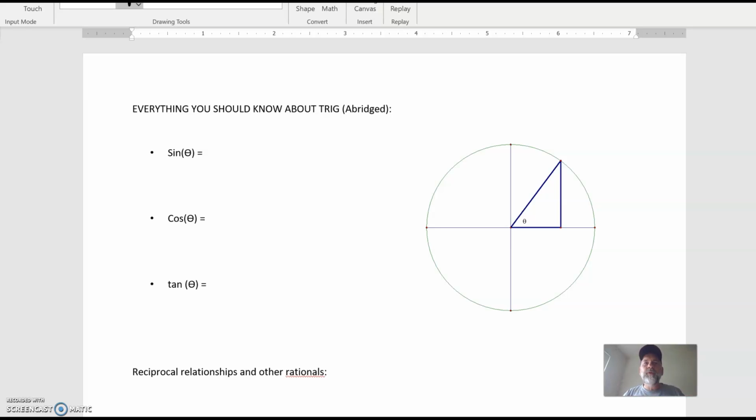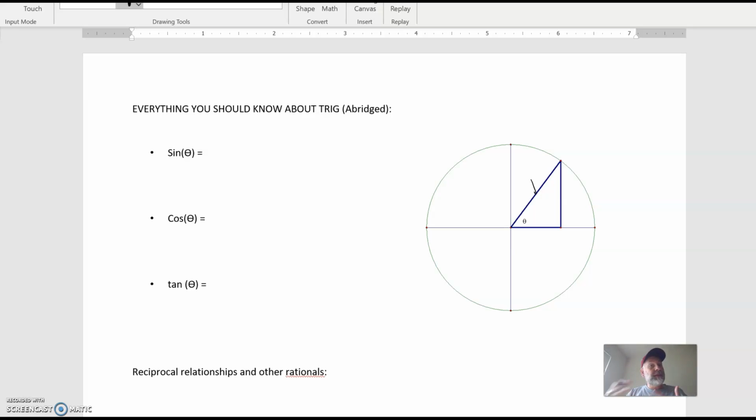I'm just going to power through. It might take 2 videos. We'll see how it goes. So, everything you should know about trig, abridged. The first thing is you should have a really good conception of the basic definitions on a unit circle. That's a circle of radius 1.